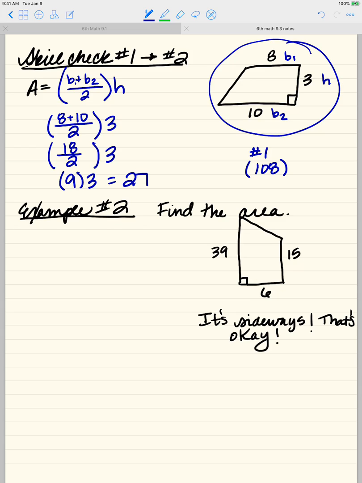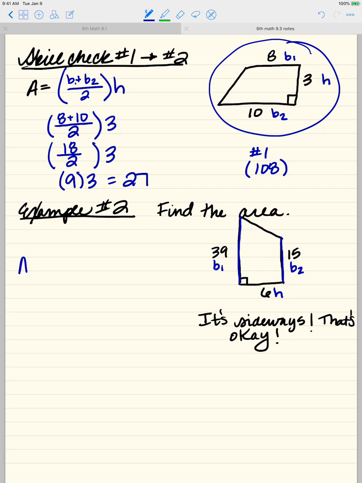Which are the sides that are never going to cross even if they went on forever? In this case, here are the parallel sides. So there's our bases. We're just going to go ahead and call this one base 1, this one base 2, which means 6 is our height.